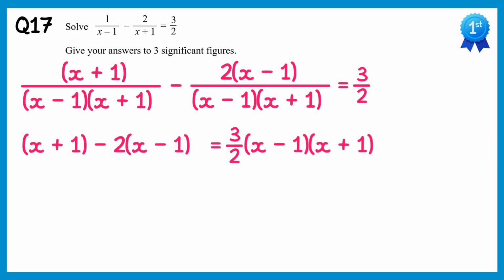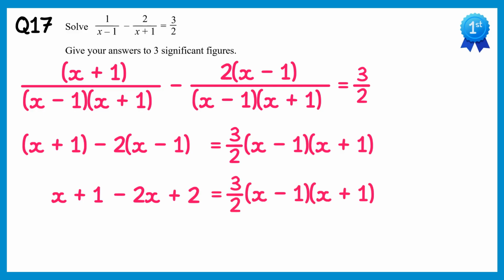Now we've got some expanding and simplifying to do. On the left hand side, we've got x plus 1, and then we need to expand out this bracket. Negative 2 times x is negative 2x, but you need to be really careful here. Negative 2 times negative 1 is a positive 2. And then on the right hand side, we've got this. If you simplify the left hand side, you've got x take away 2x, which is negative x, and 1 add 2, which is 3, which we could write as 3 take away x. Now we need to look at the right hand side.